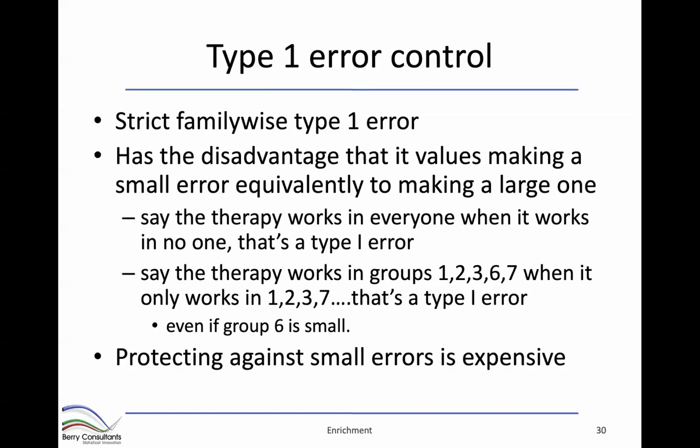This is the kind of discussion where there's no consensus in the literature on how to do this. That's what the issue is, and I'm not going to get into more detail on that, except to say that if you want strict family-wise type 1 error control, that's a particularly expensive kind, and so you have to balance your resources against what you're trying to protect.